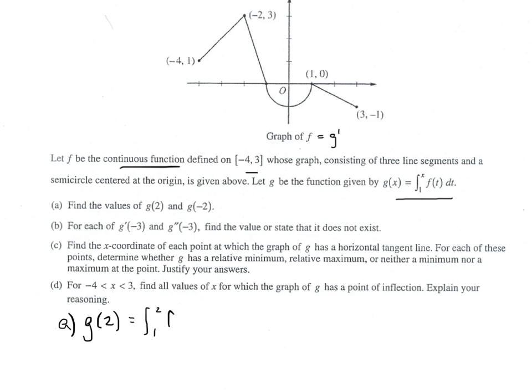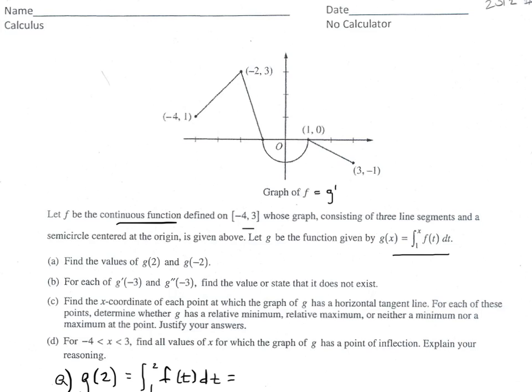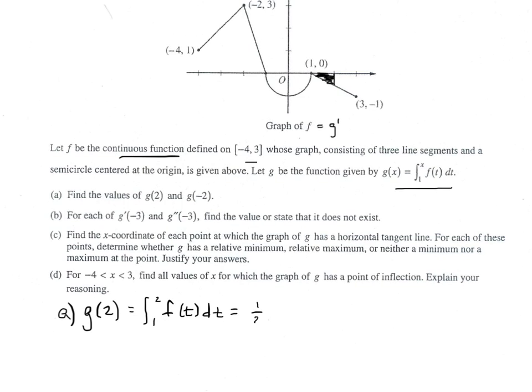g of 2 is the integral from 1 to 2 of f. If we look at f, going from 1 to 2, that's this little triangle right here. We can find the area of that triangle, but the triangle is located underneath the x-axis, so we have to negate that. So we've got negative 1/2, and the base is 1. This is 1, and this dimension here is 1/2. So g of 2 is equal to negative 1/4.